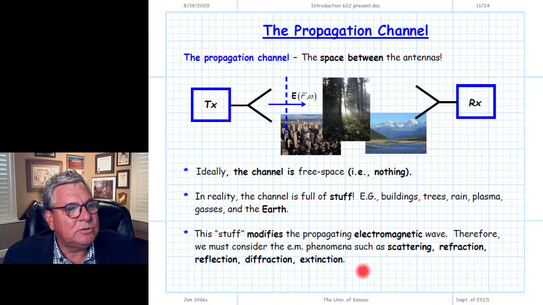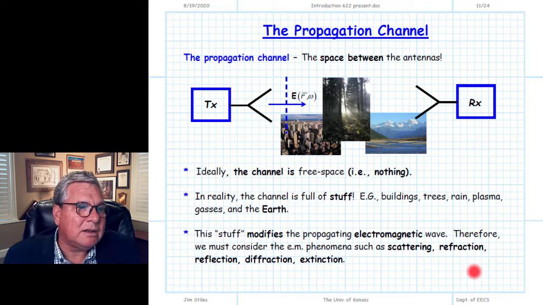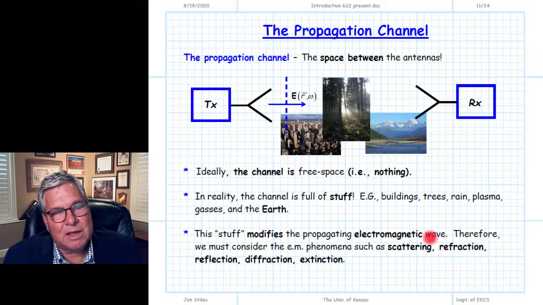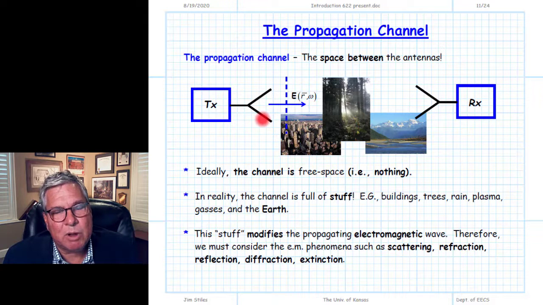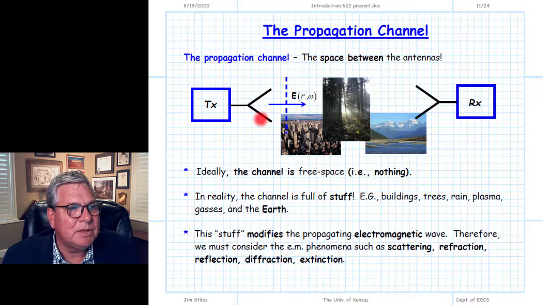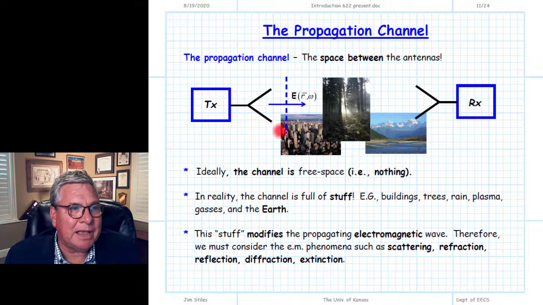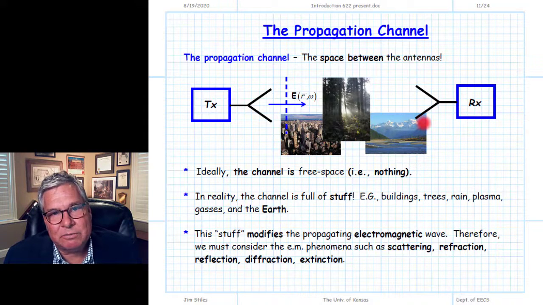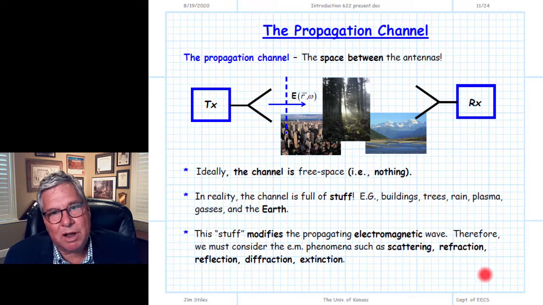What we find is that the extent to which these phenomena affect our propagating wave depends largely on the frequency of the signal. As we go up in frequency, good things happen. The size of our transmitters typically becomes smaller, antennas become smaller. There are lots of things we like about going up in frequency. But the problem we run into is the channel becomes more opaque, generally speaking, as we go up in frequency. Instead of propagating through it without much concern, these phenomena start to cause problems.